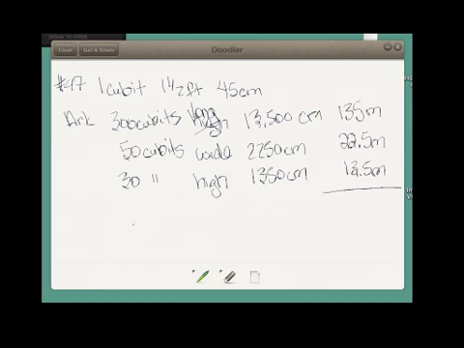So to get the volume, simply multiply all those together and you get 41,000 meters cubed. So that's more or less the volume of Noah's Ark in meters cubed.